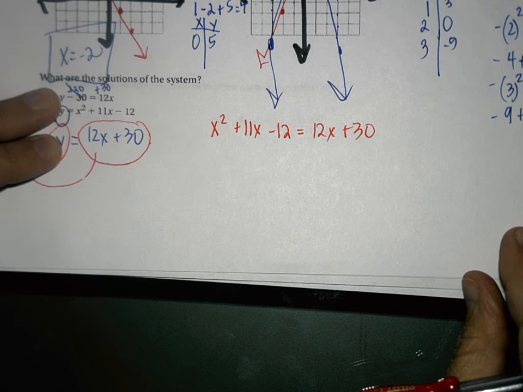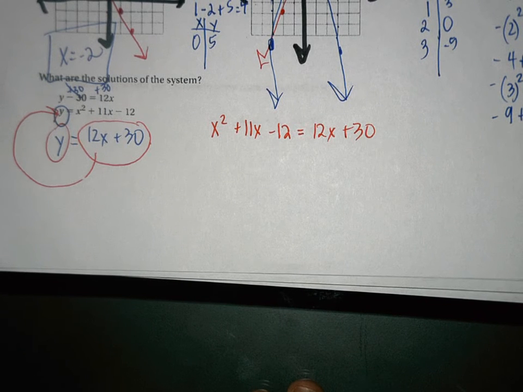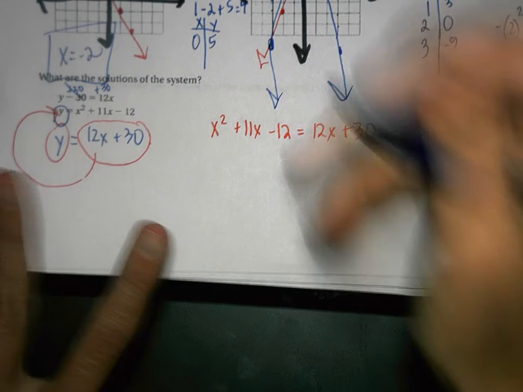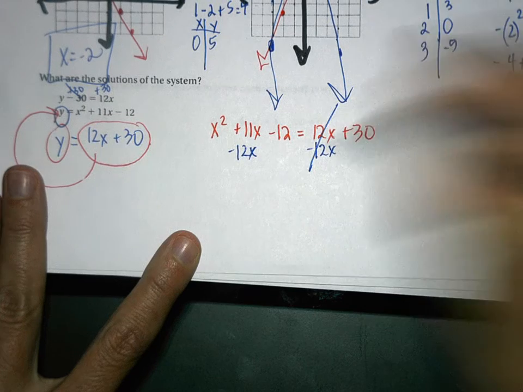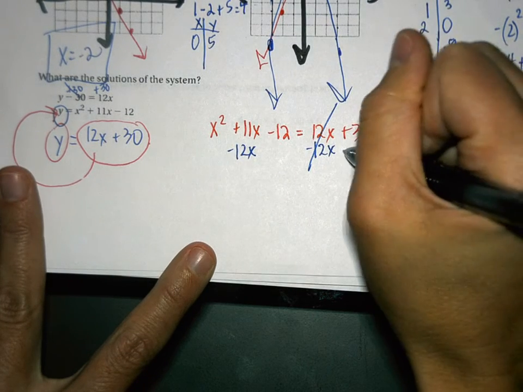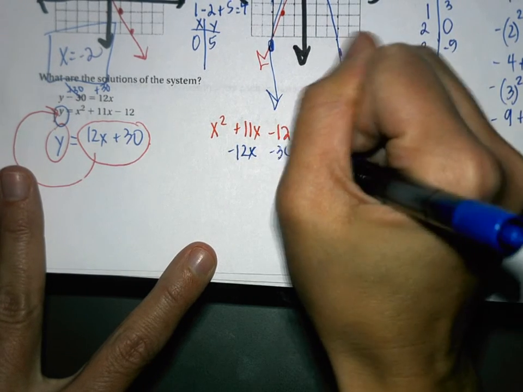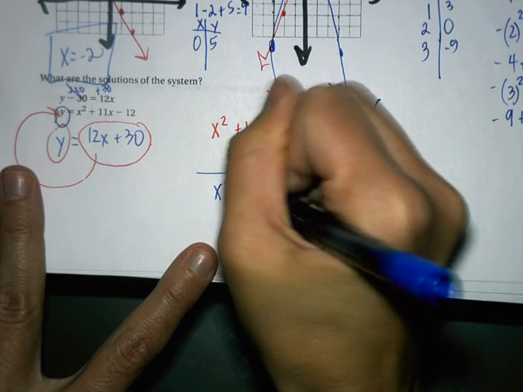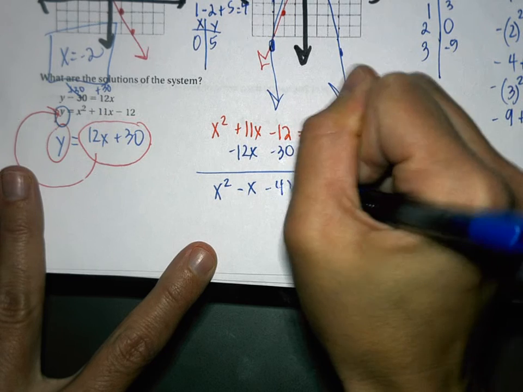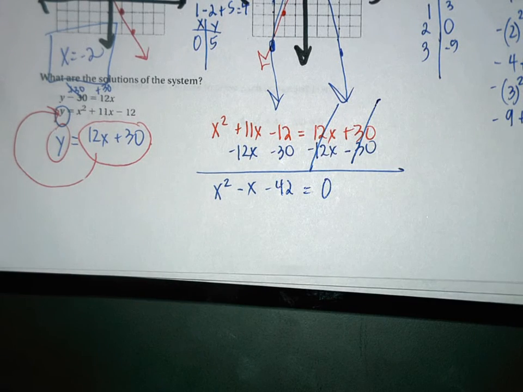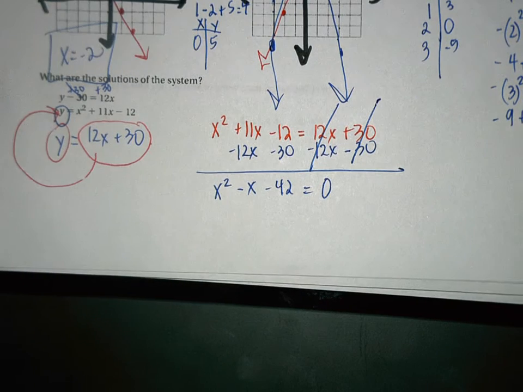Okay, what do we need to do in order to solve this? Good, you want to have it set equal to 0 and combine like terms. So I'm going to subtract 12x, and I'm also going to subtract 30. So now I have x squared minus x minus 42 equals 0. And at this point, you can decide how you want to solve it. Do you want to factor? Do you want to use the quadratic formula? Do you want to complete the square?